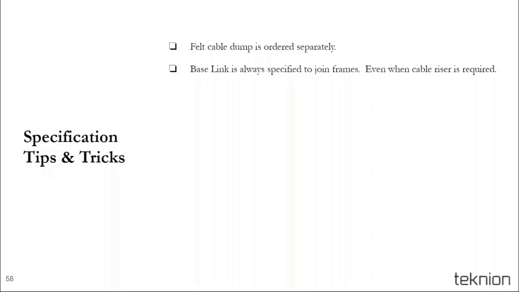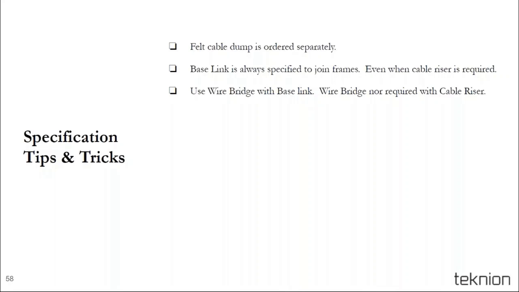When connecting adjacent frames together, you always use a base link to join. This is always specified whether or not a cable riser is required at that location. So every intersection of panels needs a base link. At some of those intersections, you need a cable riser. So if there's an intersection that does not have a cable riser, you need to specify a wire bridge so that the cables are not hanging loosely as they pass from workstation to workstation.